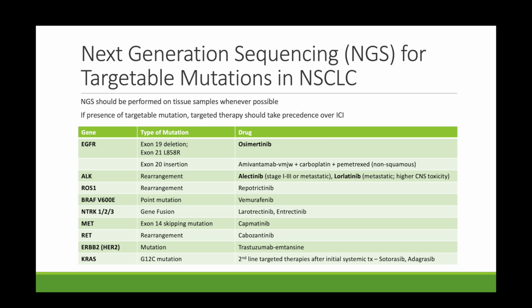So these are some common drugs that you will be seeing that are used for patients with these specific targetable mutations. And then there are other mutations that we can test for as well, such as ROS1, BRAF, MET, RET, KRAS. This is an area of ongoing study within non-small cell lung cancer. Whenever possible, if patients do have a targetable mutation, our therapy against that targetable mutation should take precedence over other things such as immune checkpoint inhibition.